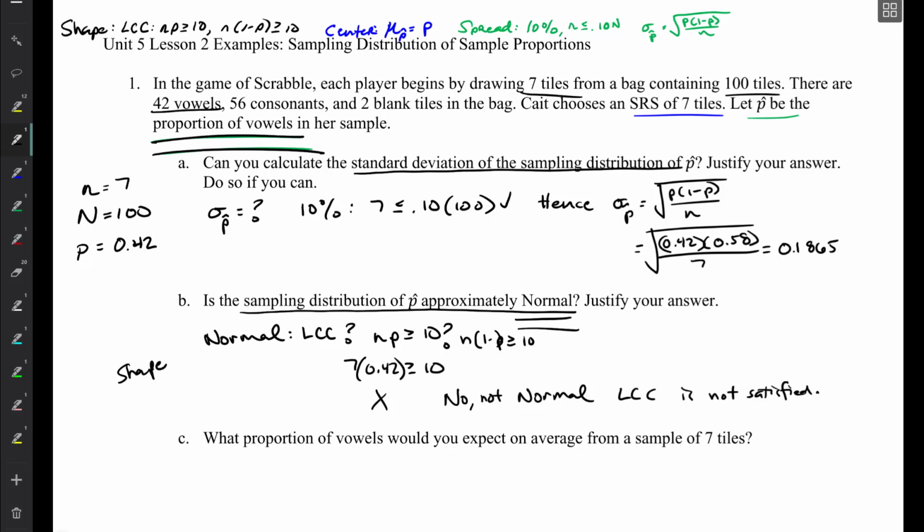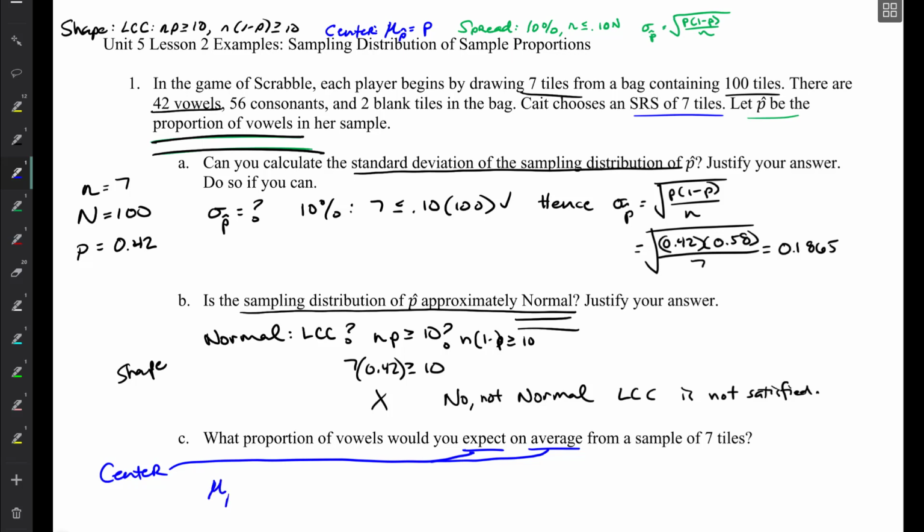Now, part C, what proportion of the values would you expect on average here? Now, this is one of my favorites because the center is easy for us to work with. I know it's center because I am looking at the expected values or the average values. These are the key words that tell me what I'm looking to describe here as far as that sampling distribution goes.